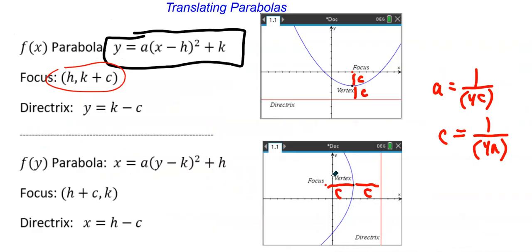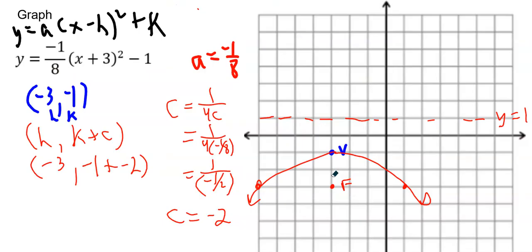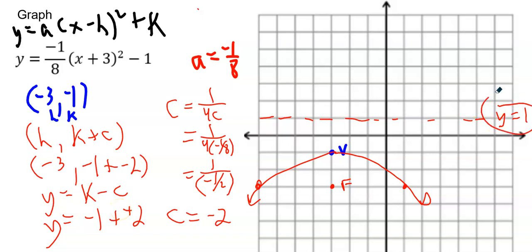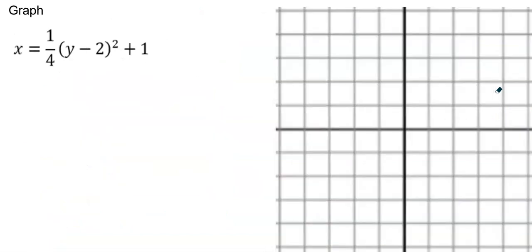The directrix should be y equals k minus c. So y equals k, which is negative 1, minus c, which is negative 2. Be careful, that's going to be like adding 2, and you get y equals 1. So it does work in both cases. So you definitely rely on your formulas and use those if you want to.